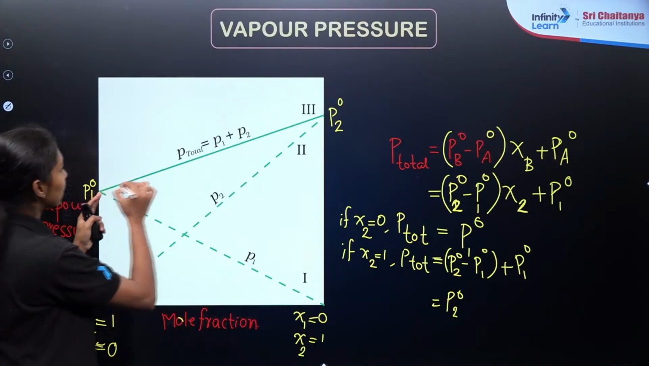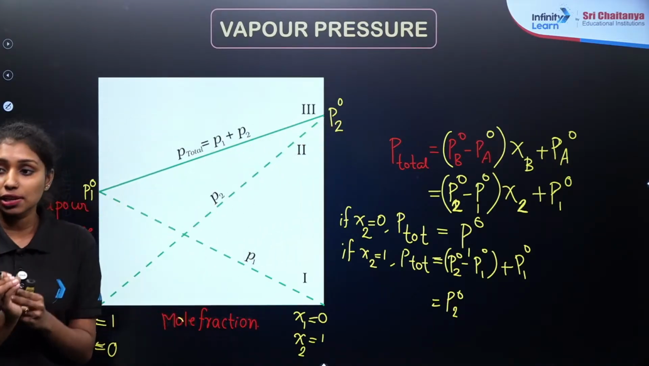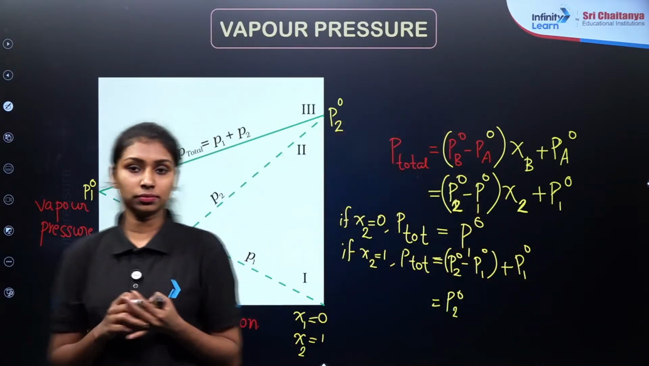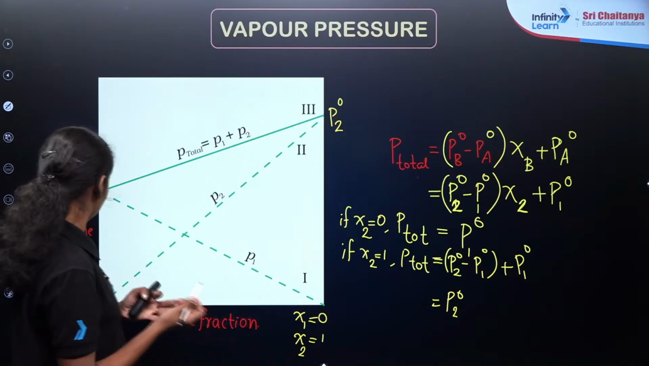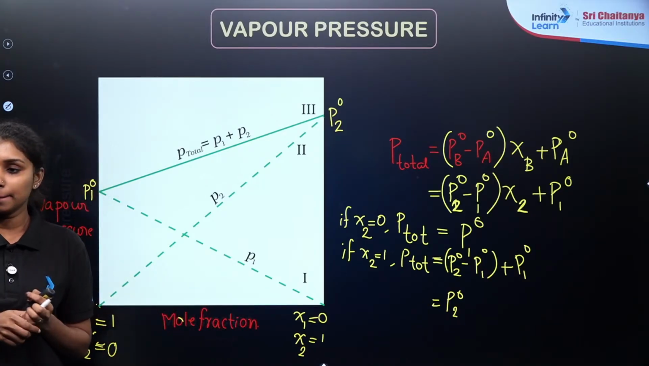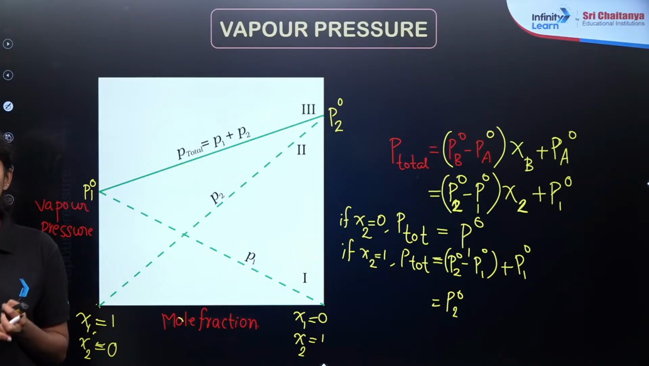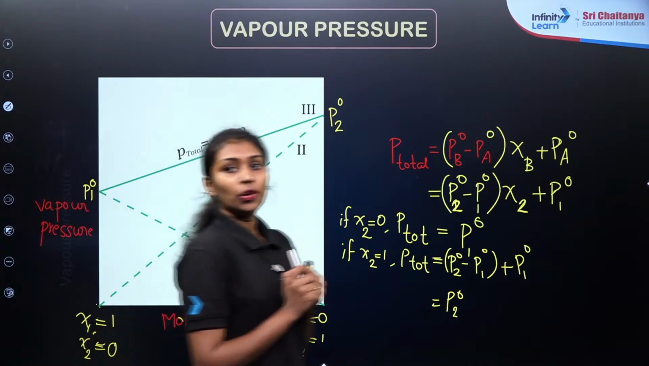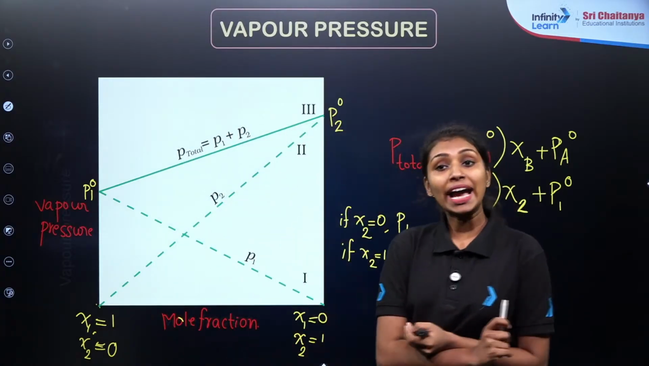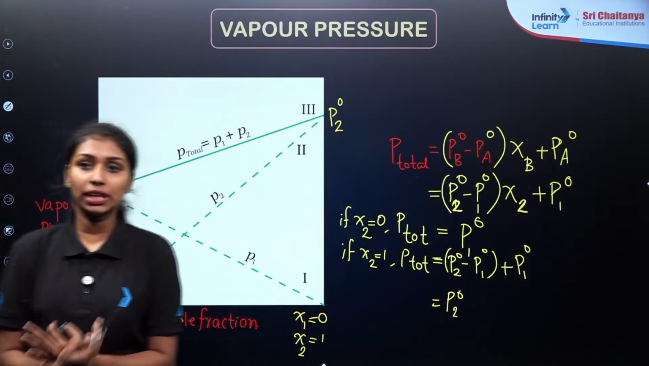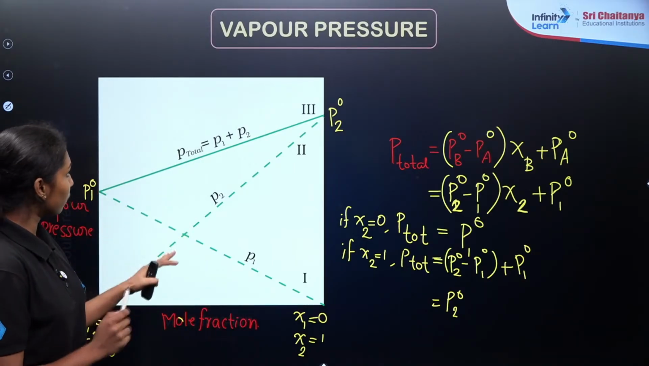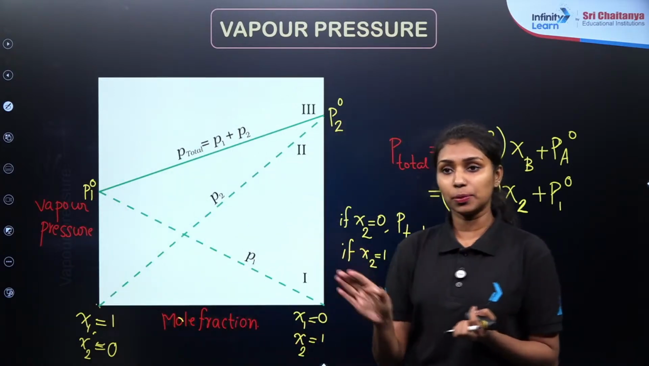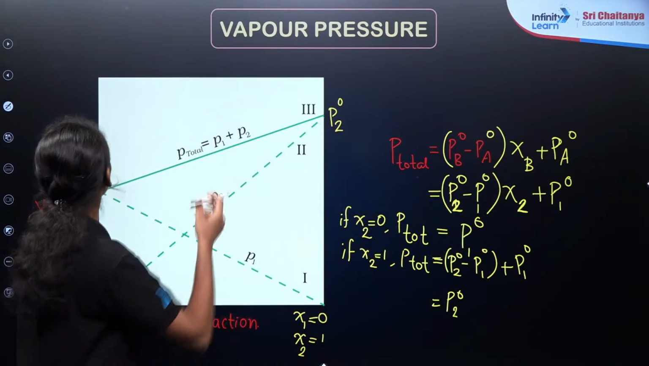Then we can just draw like this; we will get the total pressure, P total is equal to P1 plus P2. Is that clear? Okay, fine. So this is the explanation of ideal solutions. In terms of ideal solutions, we can say that this is the type of solution which obeys Raoult's law over the entire composition range. Clear? So this will be the graph for ideal solutions.